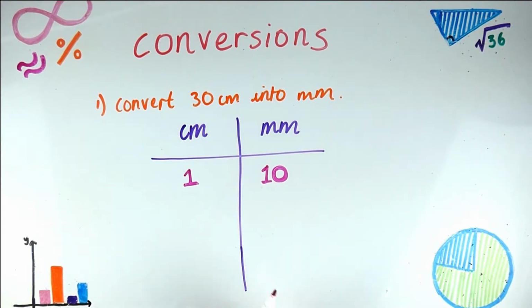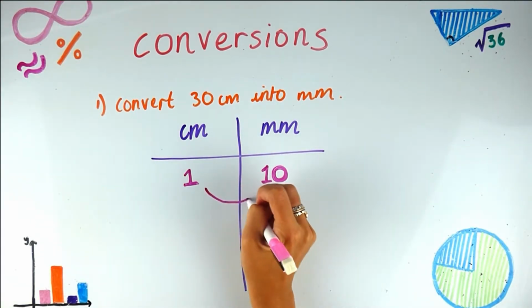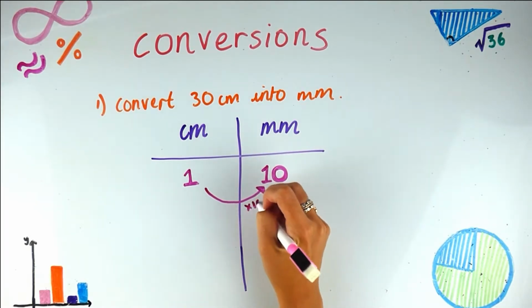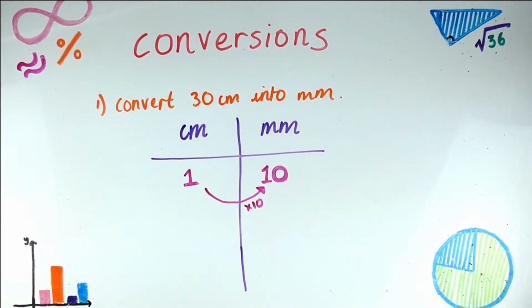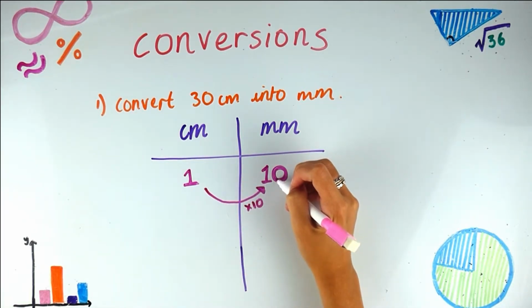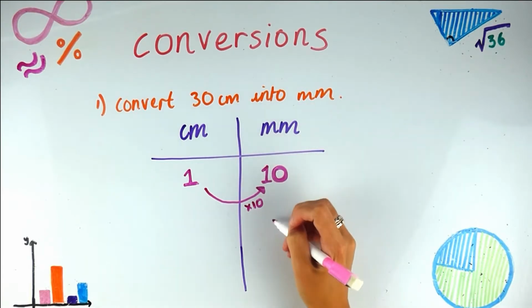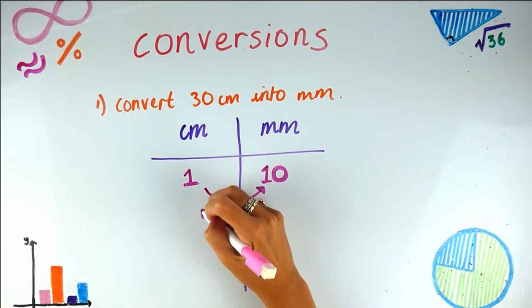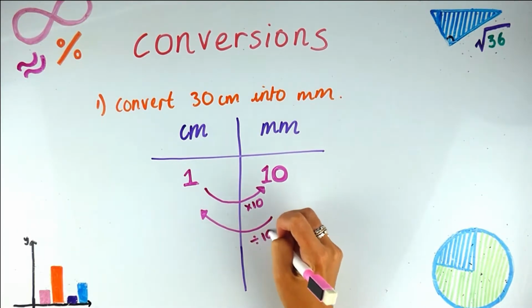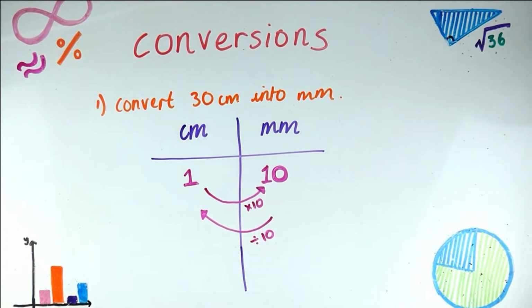So I know that if I want to convert between the two, to get from 1 to 10, I have to multiply by 10. So if I'm going that way, to millimetres, I want to multiply by 10. If I start here and I go this way, so if I start with millimetres and I want to get to centimetres, I have to do the opposite, so I have to divide by 10. So now I can see my rule.